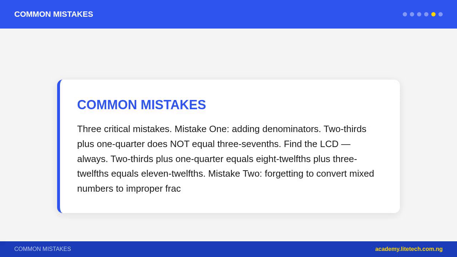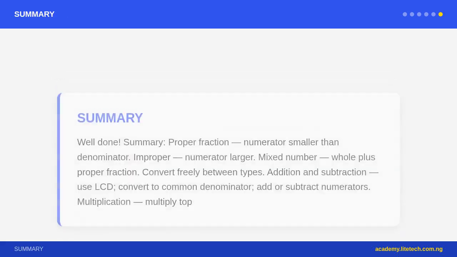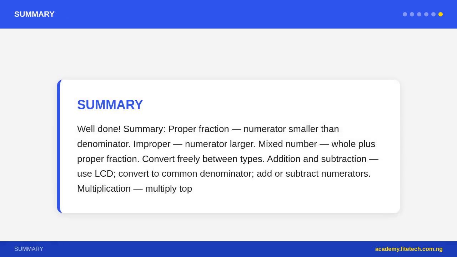Mistake 3, dividing by the first fraction instead of flipping the second. In division, flip only the second fraction and multiply. 2/3 divided by 3/4 equals 2/3 times 4/3, not 3/2 times 3/4.